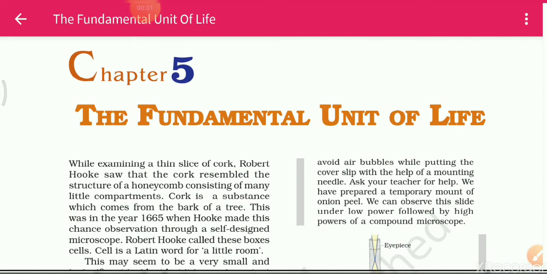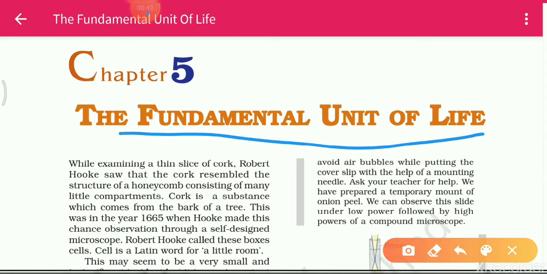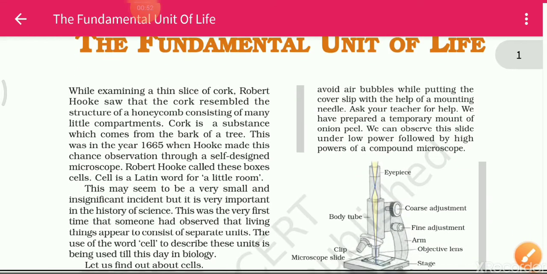Basically, in this chapter we will study about the cell, the fundamental unit of life. Then our fundamental unit of life is a cell. So in this chapter we will study only the cell. Let's continue our chapter here.